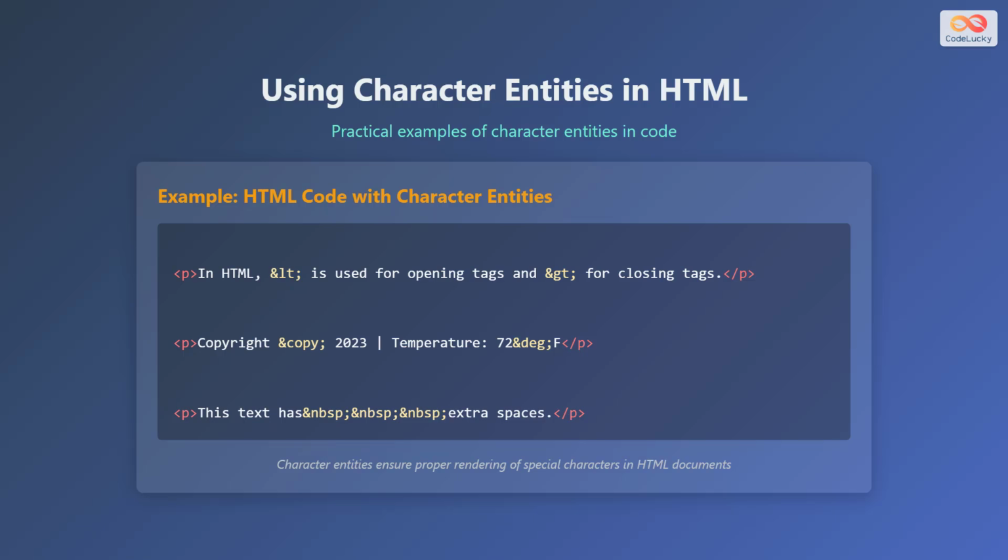Let's see some practical examples of character entities in code. In HTML, &lt; is used for opening tags and &gt; for closing tags. Copyright &copy; 2023, vertical bar, temperature 72 &deg;F. This text has &nbsp;&nbsp;&nbsp; extra spaces. Character entities ensure proper rendering of special characters in HTML documents.